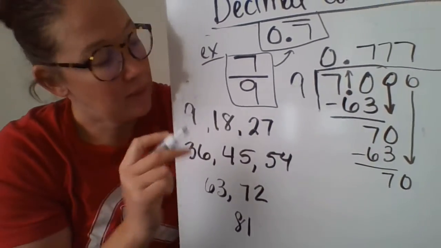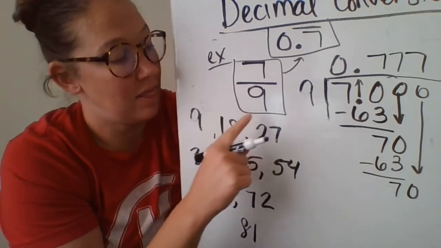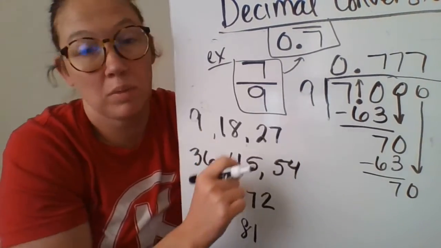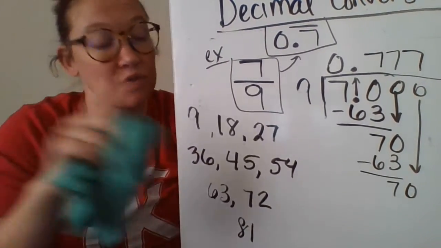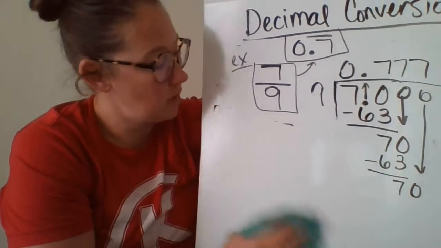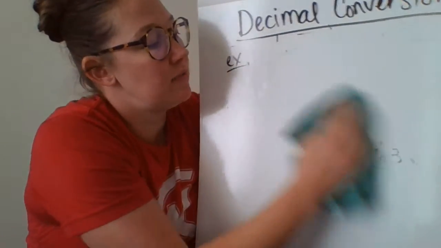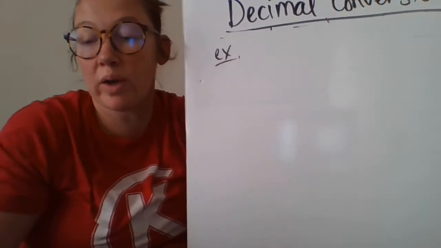Here's a tip. Anything over 9 is going to be that number repeating. That works for 9, it works for 99, it works for 999. So last one, I'm not going to show you long division on this one, but I do want to show you a quick shortcut here.